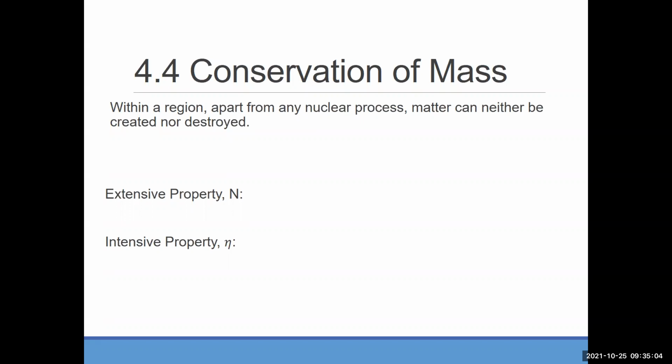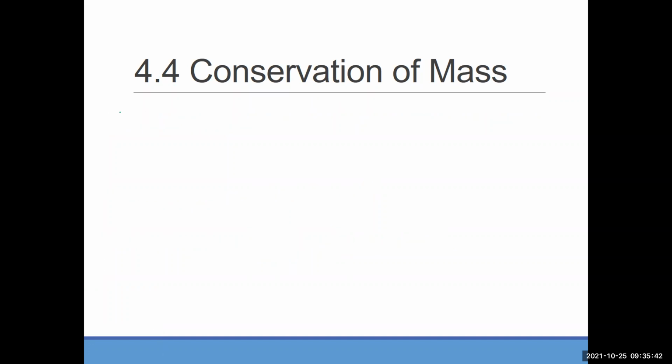For mass conservation, the extensive property is mass, and the intensive property is mass over mass, that means M over M equals 1. So now you will insert these two values instead of N and instead of eta in the equation, and let's see what we can get from here. I will just write down the initial equation, dN over dt.